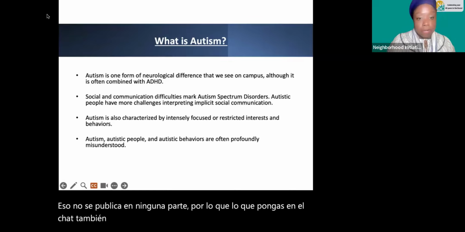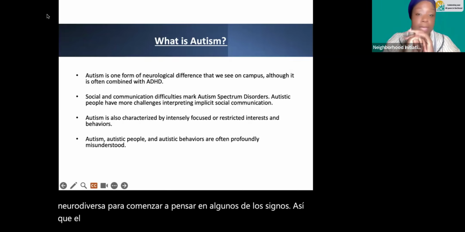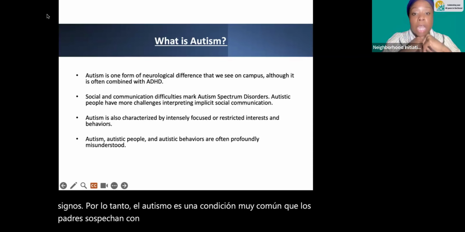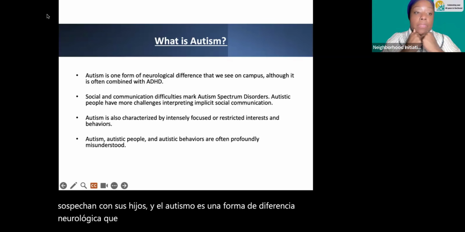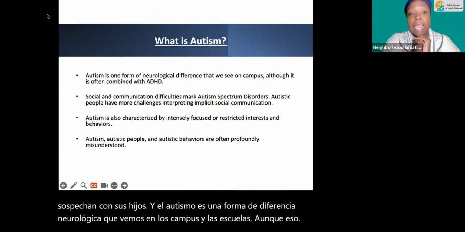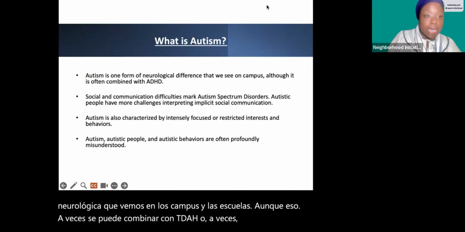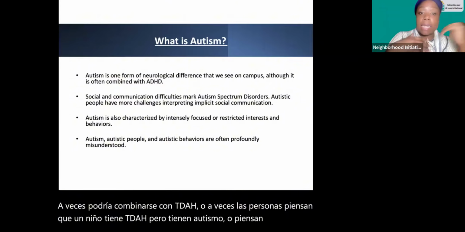So let's go into the first neurodiverse condition to start thinking about some of the signs. So, autism is a very common condition that parents suspect with their children. And autism is one form of neurological difference that we see on campuses and schools, although it could sometimes be combined with ADHD. Or sometimes people think a child has ADHD, but they have autism. Or they think the child has autism, but they have ADHD.